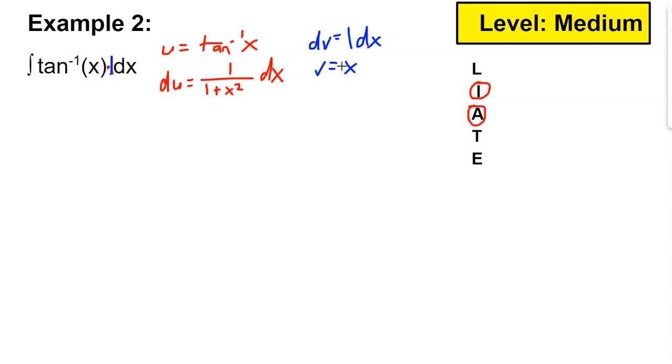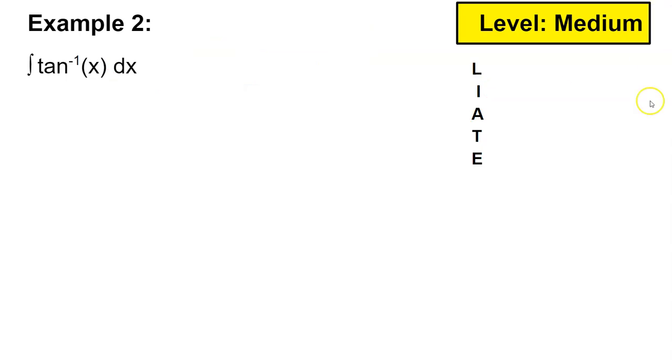Now again, we're going to use uv minus the integral of v du to set this all up. So when you do that, what you get is x times tan inverse of x minus the integral of x over 1 plus x squared. How did we get x over 1 plus x squared as our integral? If you recall, v was our x, and du was 1 over 1 plus x squared. And v du is what's in the integrand. So we essentially multiplied them together, which simplifies to just x over 1 plus x squared.